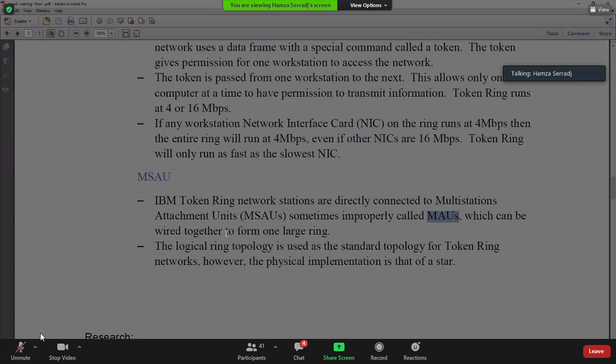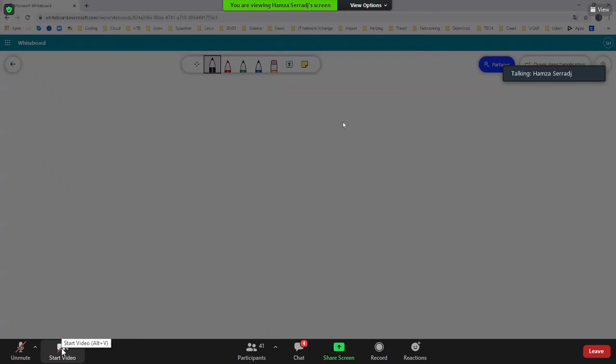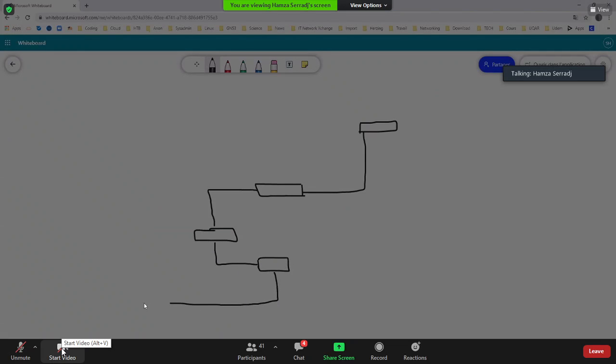They are wired together to form one large ring. Now if we zoom in on that ring, we're going to find these MAUs connected to form the ring. So I can have something like this, something like this. You see, it's not really shaped like a ring at all. But at the end, my network will be closed somewhere. This is the most important thing about a ring.